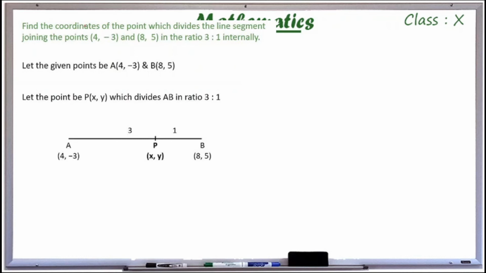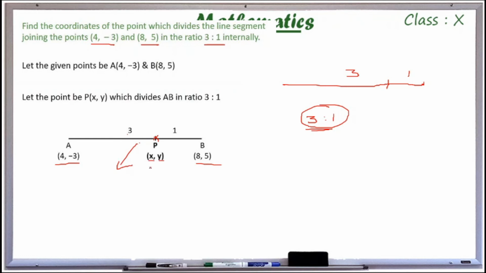And read this question. We have to find the coordinates of the point which divides the line segment 4, -3 and 8, 5 in the ratio 3:1. So a point 4, -3 and 8, 5, it is divided here and in the ratio 3:1. This length is 3 and this length is 1. 3:1 means we are comparing two lengths. So if it is 3, then the next portion is 1, like that. So from this we have to find x and y.